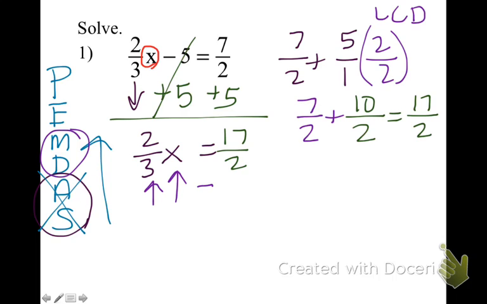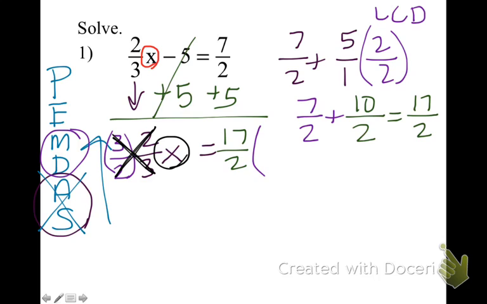Now what have I taught you that you can get rid of this fraction? We can multiply it by its reciprocal. Now why do I multiply it by its reciprocal? Because my 3's end up cross-canceling, same with my 2's. I now have my x all by myself, which was my goal. But remember, whatever I do to one side, I must do to the other. So multiply this by 3 over 2 as well.